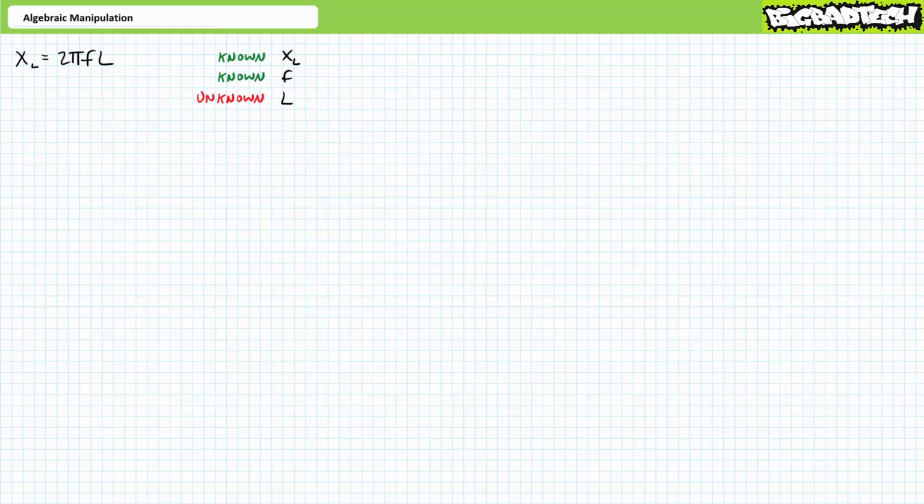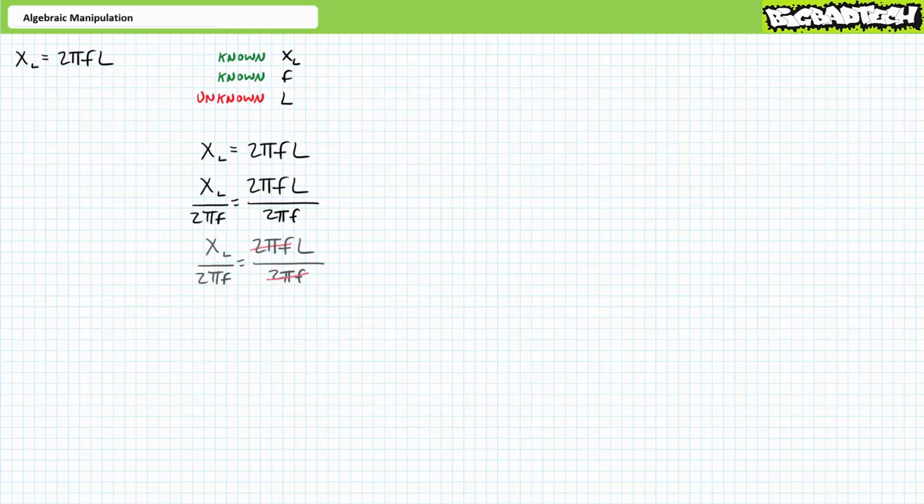Again, don't freak out by the subscript. L is not a mathematical operator. It's simply a means of identifying property x. X sub L equals 2 pi times F times L. Unknown property L is being multiplied by 2 pi F. Divide both sides by 2 pi F. You can do this all at once or one at a time. 2 pi F cancels out on the right-hand side, and we're left with L equals x sub L divided by 2 pi F.